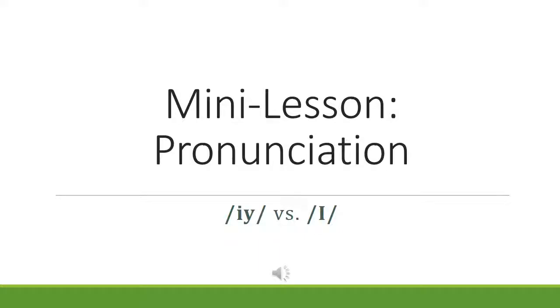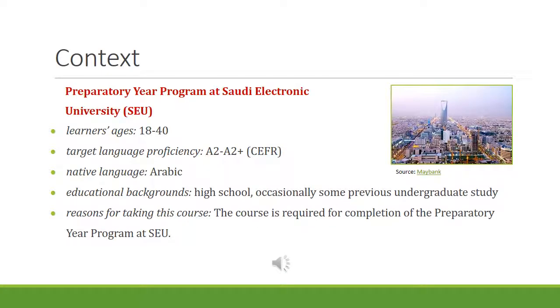This mini lesson is on pronunciation, the difference between E as in feet and I as in fit. The context for this lesson is my teaching context at Saudi Electronic University, although I planned this lesson with my own learners in mind who are at the A2 level. This lesson could be used at other levels because it is not dependent on vocabulary knowledge.